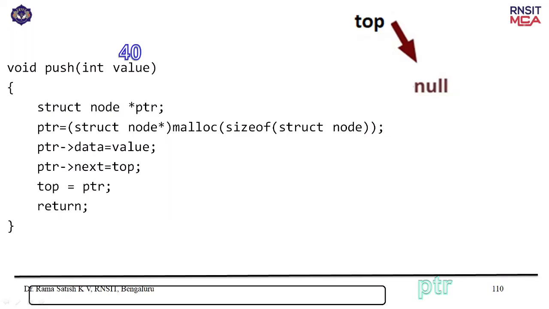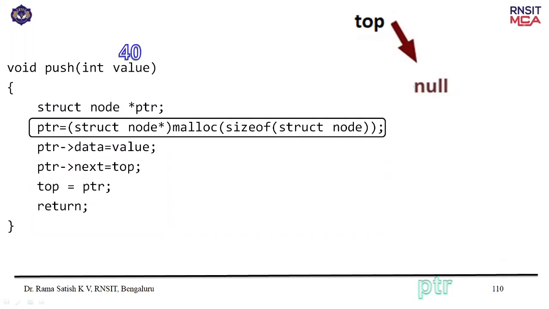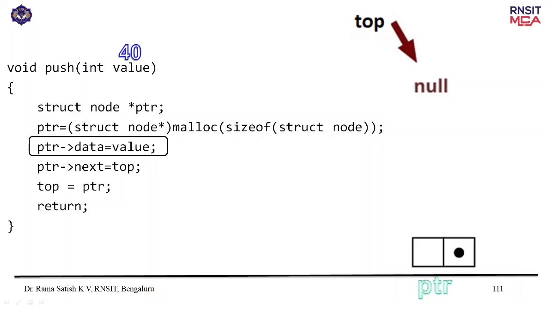So what happens? Memory is allocated, and it is called PTR. You observe here, it is called PTR. The same PTR is available here and memory is allocated. You have the data part and the link part. It is there. Next, what are you doing in the next step?